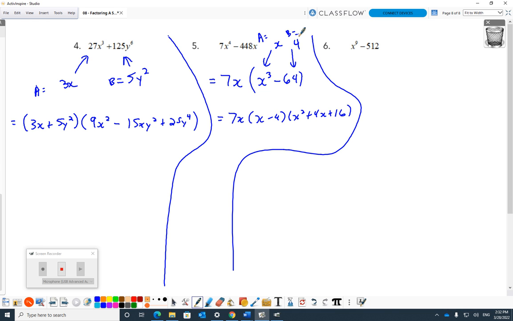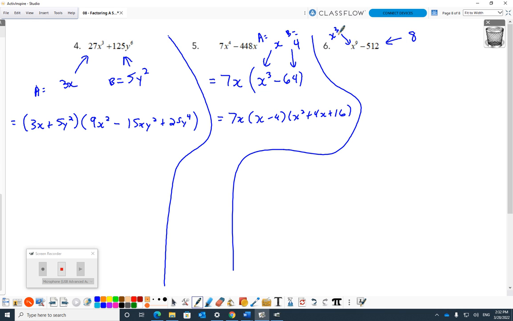X to the power 9 minus 512. Two terms, so I'm looking for the cube root of each term. Cube root of 512, can't do it in my head, so I go cube root 512. 8, oh, that's good news. And then x to the power 9. This time I divide the power by 3. That's the shortcut for these, if you want a shortcut.